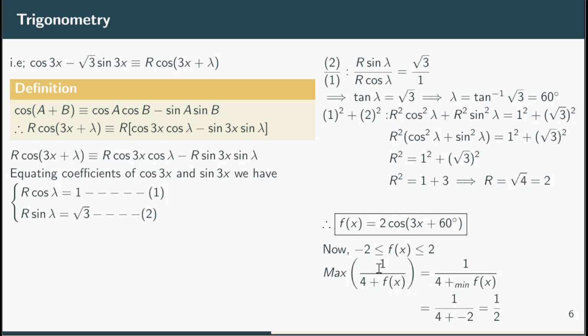And the minimum value of f of x here is what? -2. So when I do the math and evaluate, I have half. So half is the maximum value of that expression. That goes without saying that if you were asked to find the minimum value of this expression, I'll be dividing by the maximum value of f of x. So I'll have 1 divided by 4 plus 2. That gives me 1/6.